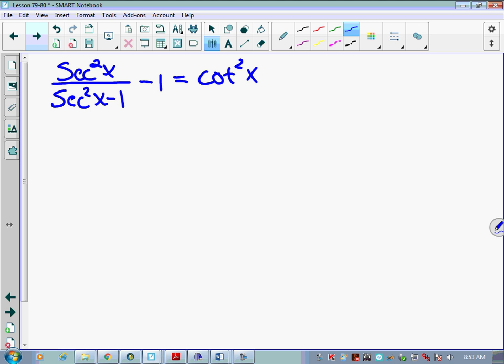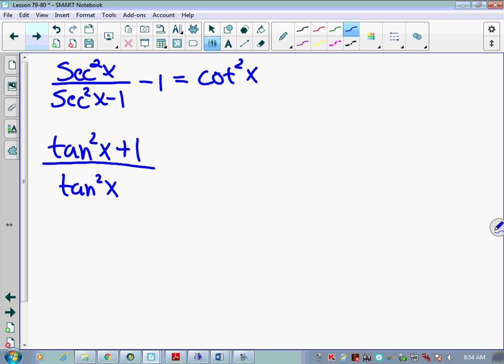All right. What I ended up doing with this, I'm just going to take you through my steps, hopefully methodically enough that you understand what's going on. The first thing I did was change the form of secant squared x. Secant squared x is equivalent to tangent squared x plus 1. If you look through your trigonometric identity sheet, you should see places where secant squared x and what it's equal to. And with that, secant squared x minus 1 is equal to tangent squared x.